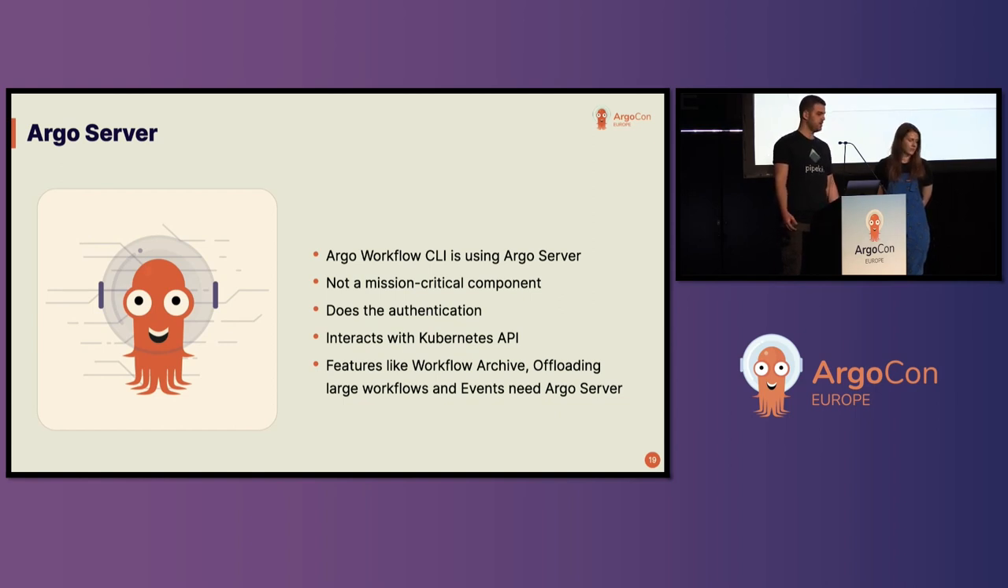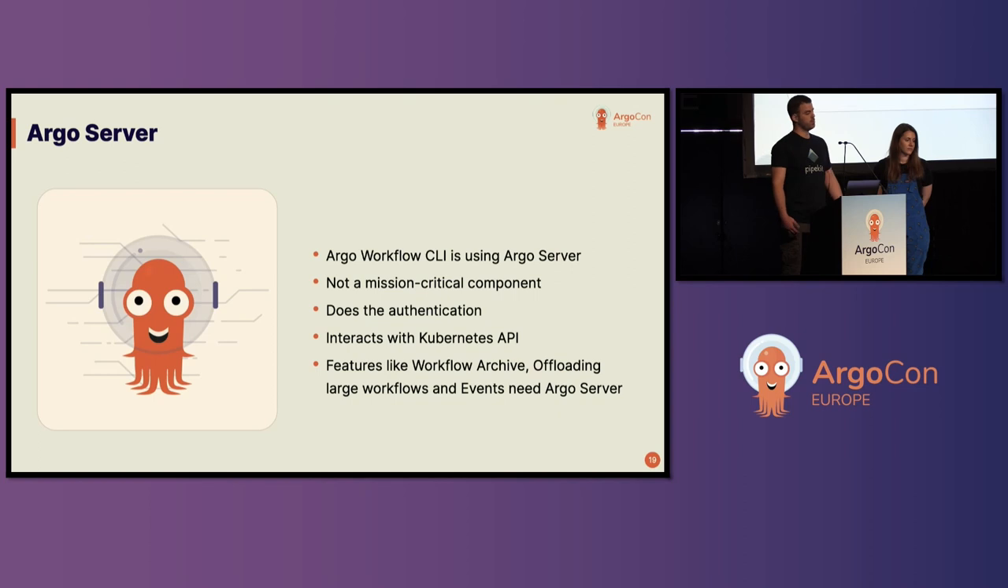From all this, you can see that Argo Server is not a mission-critical component, but it has some functionalities that are important, and it's highly useful to have it. Argo Server is also responsible for authentication, and you can use the standard Kubernetes authentication, or you can use single sign-on using Dex. Dex is a tool responsible for authentication and supports a wide range of identity providers and protocols. But Argo Server also has a big role in features like workflow archive, offloading large workflows, and events.